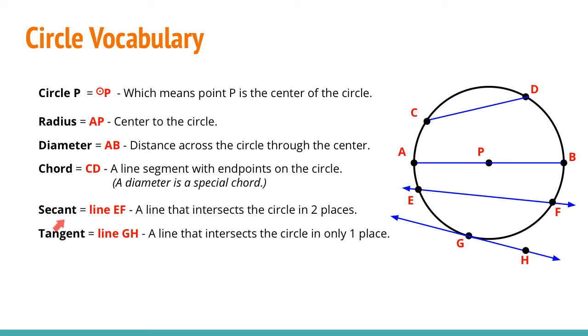Moving on, secants are lines that shoot through a circle and intersect the circle in two places. Tangents are special because they're a line segment or a line that goes near a circle and just skims the edge, touching the circle in only one point.